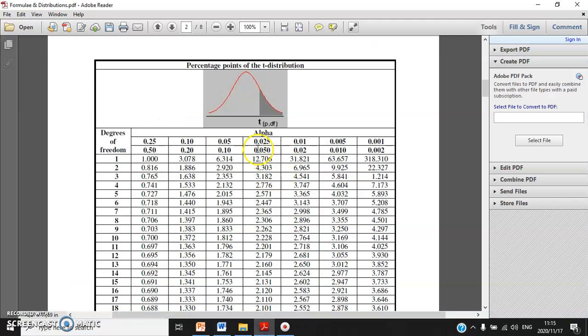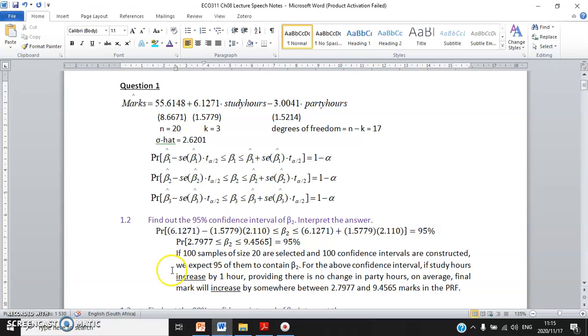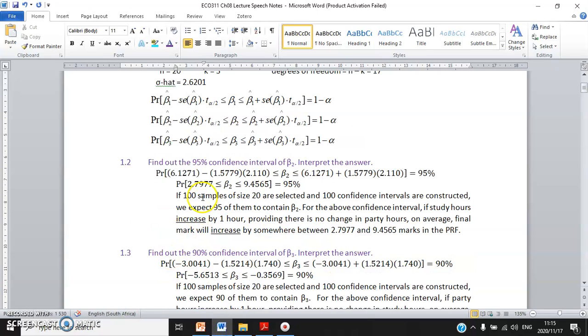So 2.5%. So top row of the t table, 2.5%. Second row, your full alpha, 5%. Degrees of freedom, 17. And this is how you get your t-stat, 2.110. Okay. Then we can go back to the answers, and then this is my confidence interval, 2.7977 and 9.4565. And then the trick is that for the interpretation, you must talk about ceteris paribus.